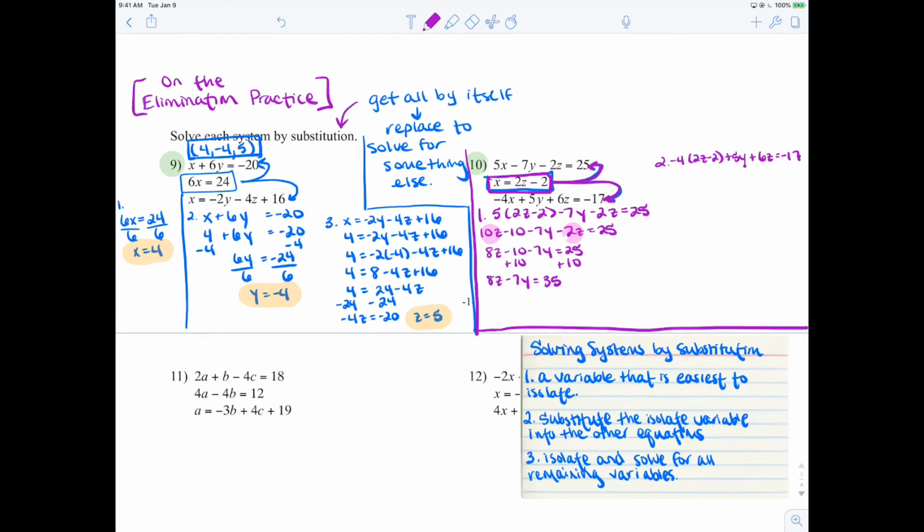And if you need to do this in your journals, you can do it in your notebook on a separate sheet of paper, because I know I write small, but as much information in one area as possible to keep it all organized. We will distribute: negative 8z plus 8 plus 5y plus 6z equals negative 17. And we again combine our like terms with the z's. Negative 2z plus 8 plus 5y equals negative 17.